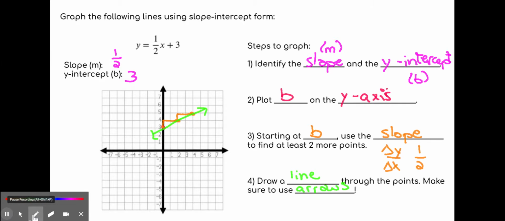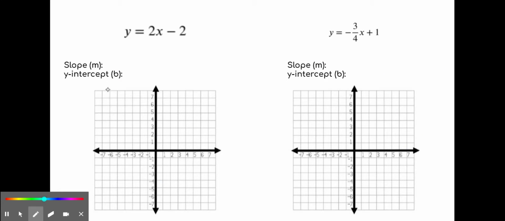Okay, so let's do a couple more. We need to first identify m and b. So in y equals 2x minus 2, tell me what the slope is.